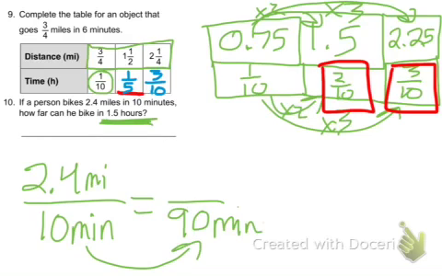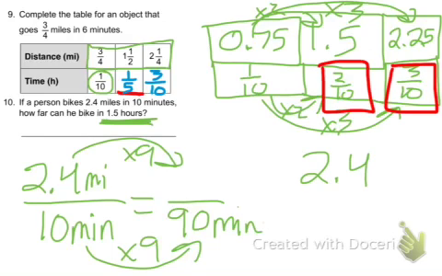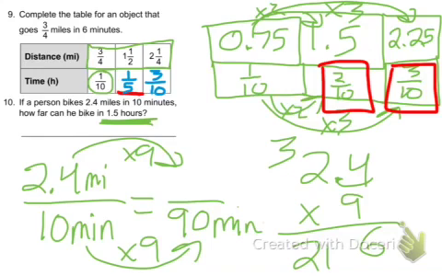So how do we get from 10 to 90? Times 9, and we'll do the same thing at the top. So 2.4 times 9. 9 times 4 is 36. 9 times 2 is 18, plus 3 is 21, and we have to move the decimal over 1 time. So the answer to number 10 is 21.6.